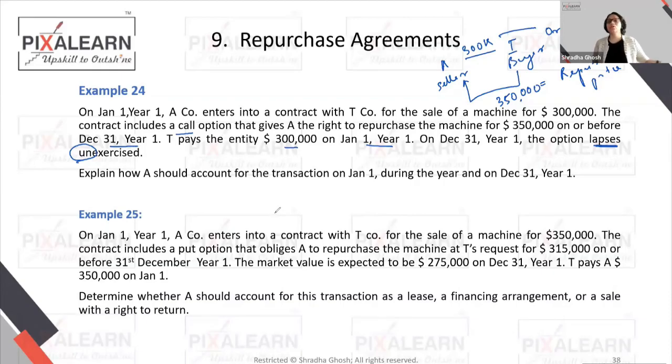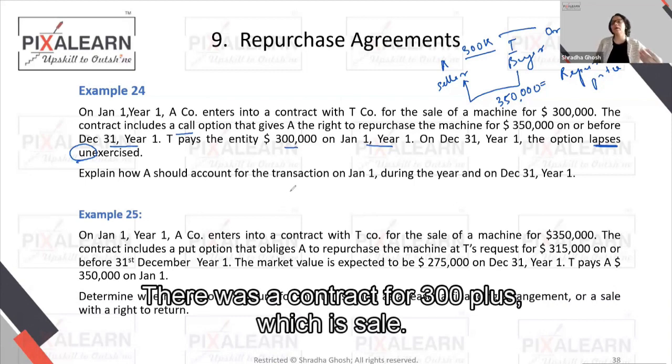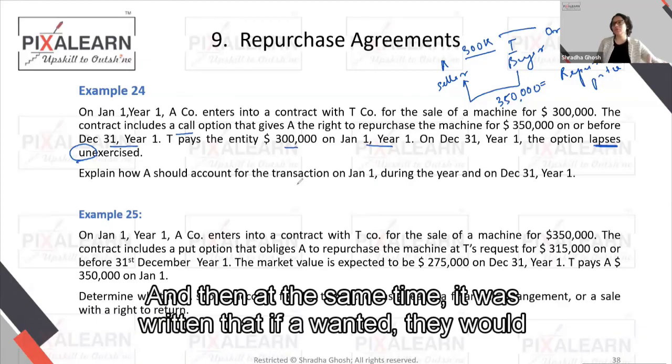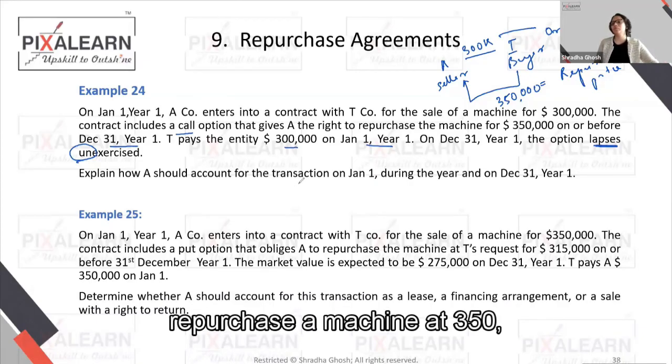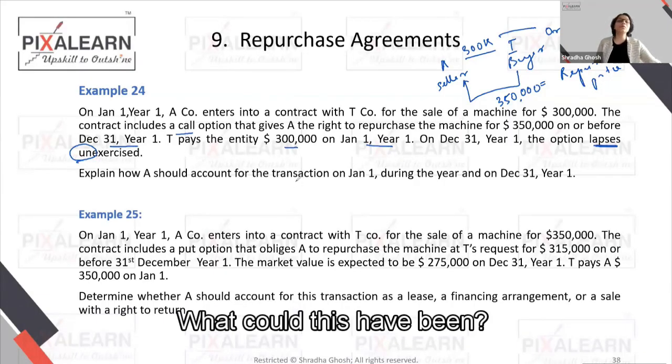Is this clear? Basically, when the contract was made on the 1st of January, there was a contract for $300,000, which is a sale. And at the same time, it was written that if A wanted, A would repurchase the machine at $350,000. But A did not exercise the option, and at the end of the year, the option lapsed. So what could this have been?